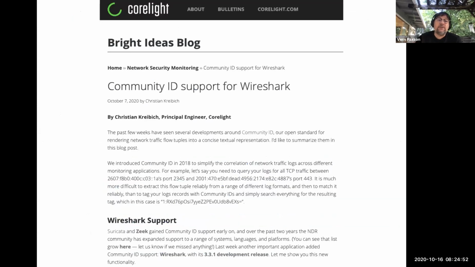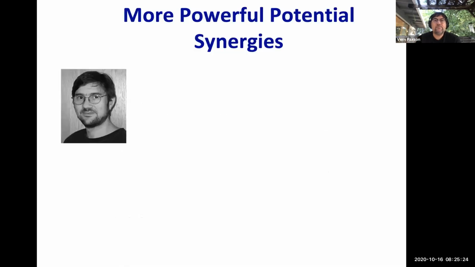And just last week, the Community ID support for Wireshark was incorporated into the dev release. This is a blog by Christian Kreibich, who is the person who conceptualized and pushed along this project. So this is one example of how, as communities, we can bridge some of those different conceptual language issues.